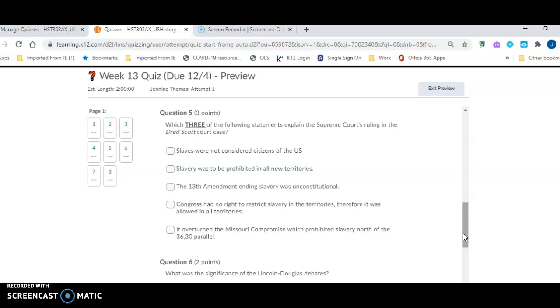Question 5 is a multiple select. Which 3 of the following statements explain the Supreme Court's ruling in the Dred Scott court case? Slaves were not considered citizens of the U.S. Slavery was to be prohibited in all new territories. The 13th Amendment ending slavery was unconstitutional. Congress had no right to restrict slavery in the territories. Therefore, it was allowed in all territories. It overturned the Missouri Compromise, which prohibited slavery north of the 36°30' parallel.